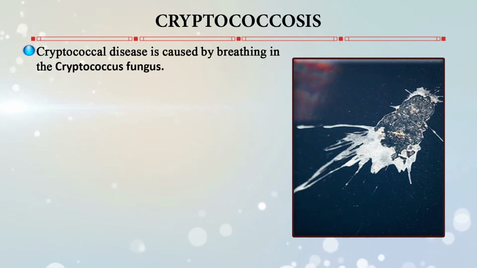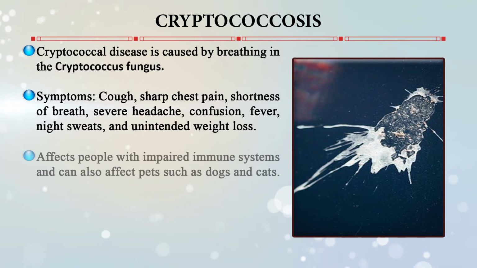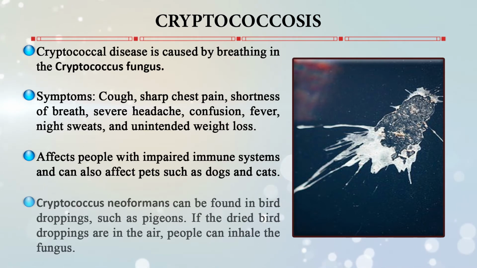Then Cryptococcosis. This is usually caused by breathing in a type of fungus, the Cryptococcus fungi, and the symptoms are cough, sharp chest pain, shortness of breath, severe headache with confusion and fever, then there can be night sweats with unintended weight loss. This affects people with impaired immune systems, and it can also affect pets such as dogs and cats. Cryptococcus neoformans can also be found in bird droppings such as pigeons, and if dried bird droppings are found in the air, then people can also inhale this fungus.